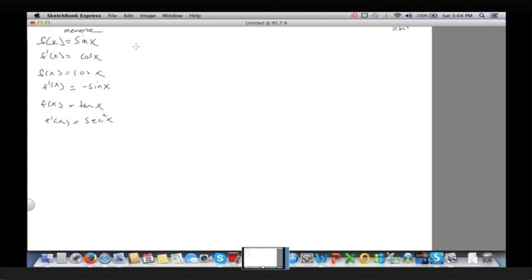Now let's do f of x equals secant x. And let's do f prime of x. Sine, cosine, tangent. So this is one of the funky ones. Secant is... I'm just going to look it up.